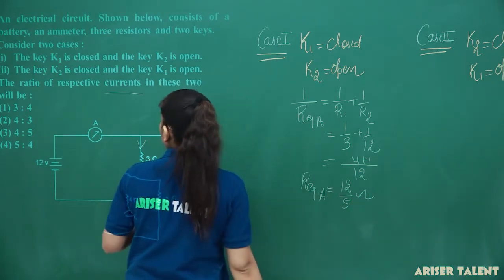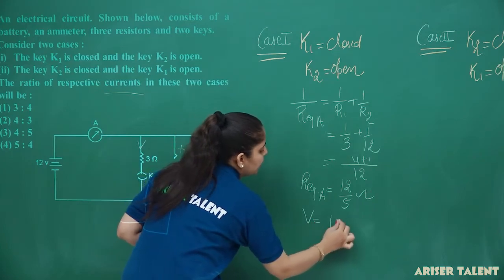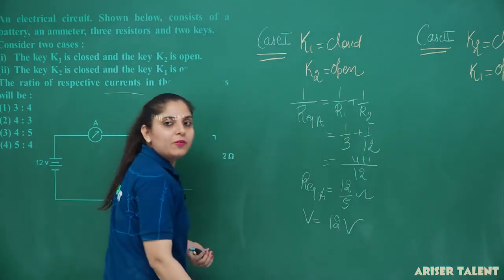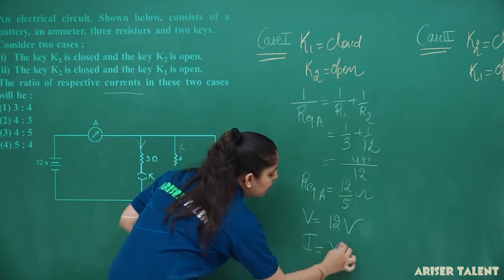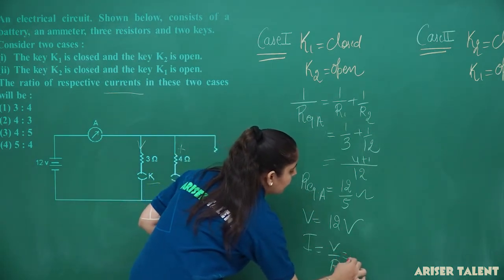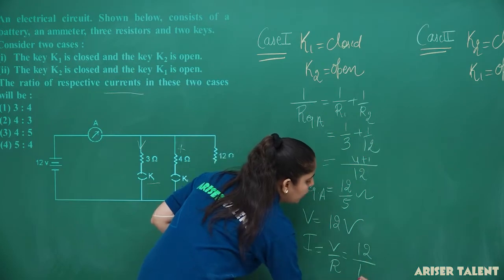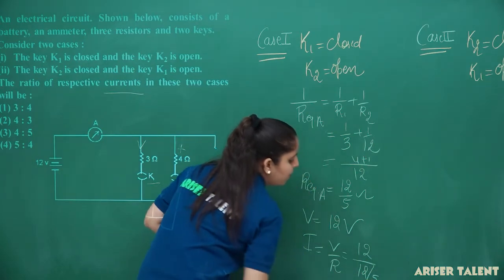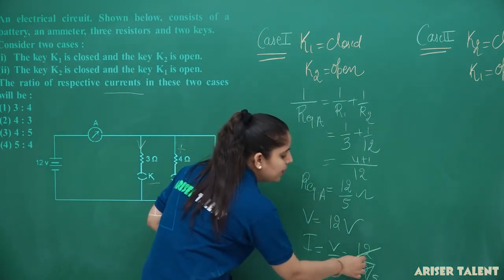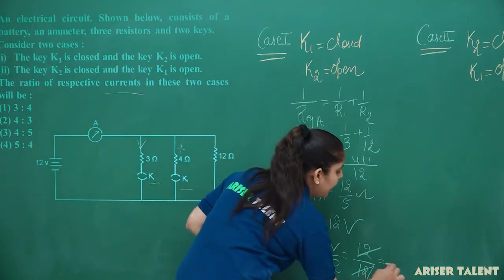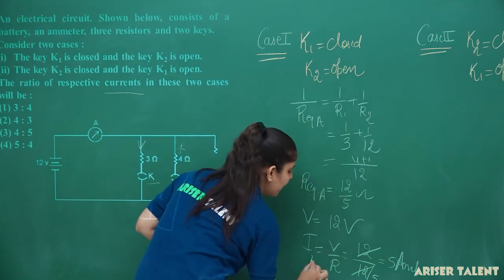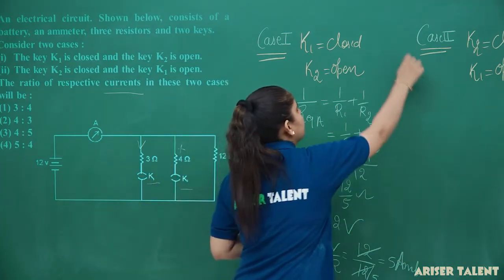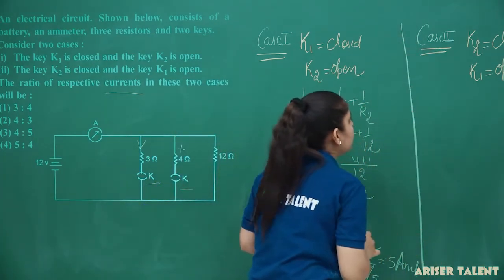And you have seen that the battery of 12 volt is connected here. So, what will be the value of current in the first case? In case number 1, the value of the current will be V upon R. And it came out to be 12 upon 5. So, 12 will be cancelled by 12 and the current in the system number 1 calculated as 5 ampere. So this is our I1.